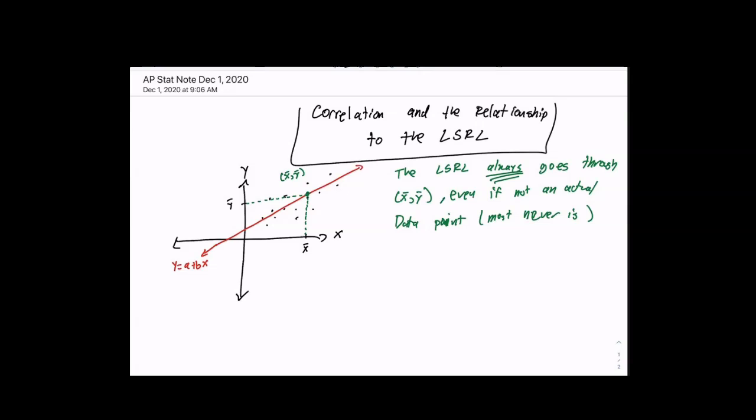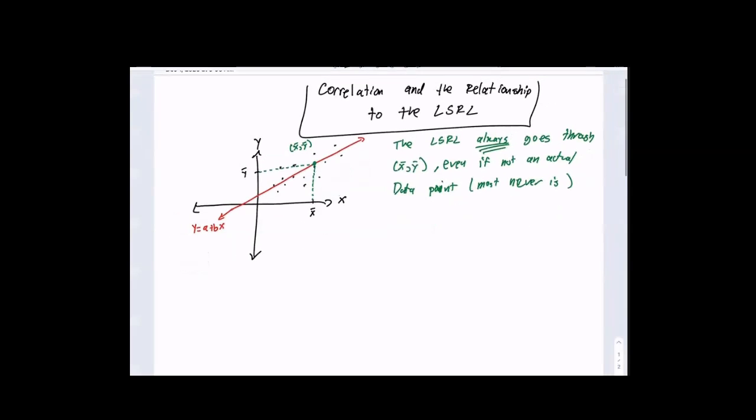And that's because of the way the method works. If you recall, I told you that the least squares regression line is, from its name, the least squares. We want to make sure that we minimize those squared residual values. It seems probably like, whoa, that's a lot to throw at you. Mathematically speaking, in order to do that, one of the points must be the mean of x and mean of y. But there's also another reason.